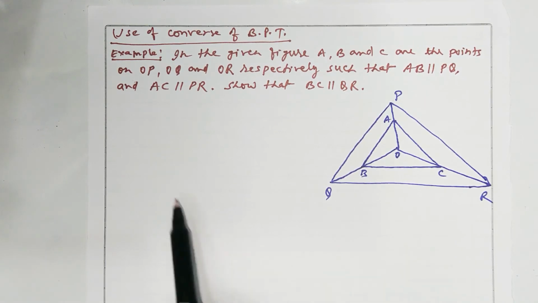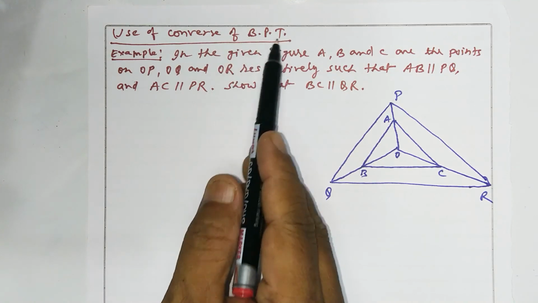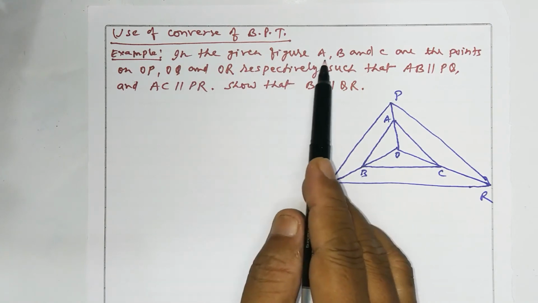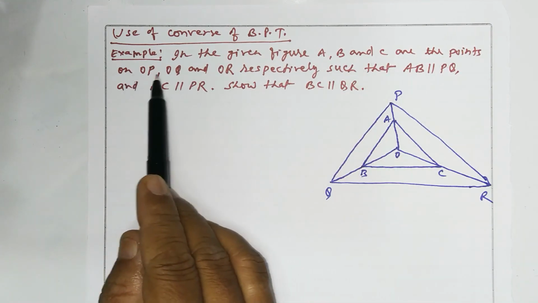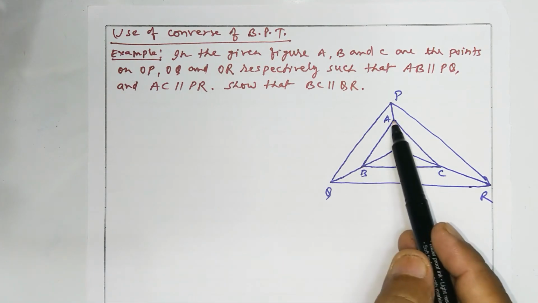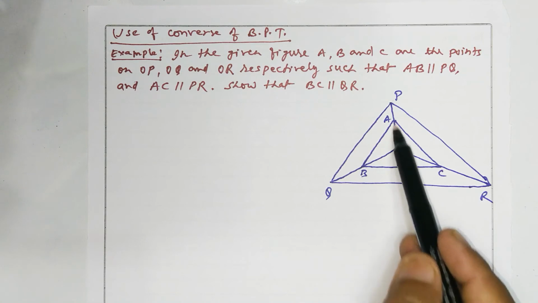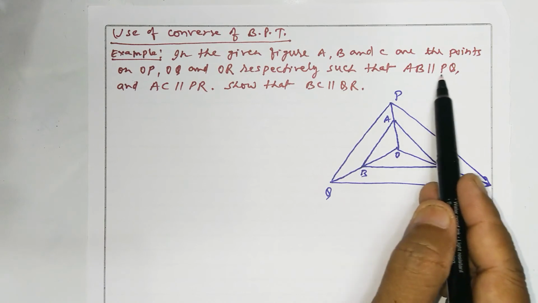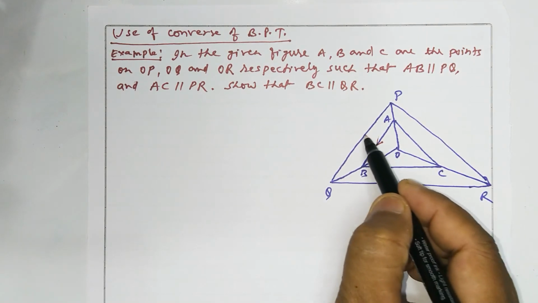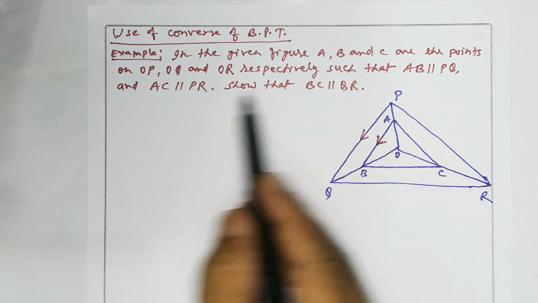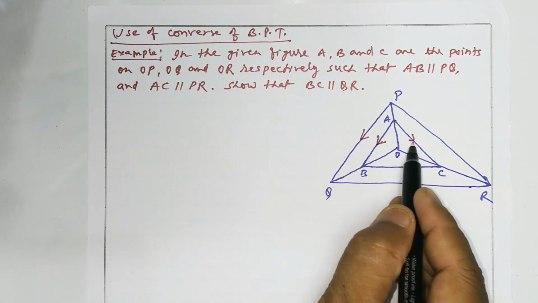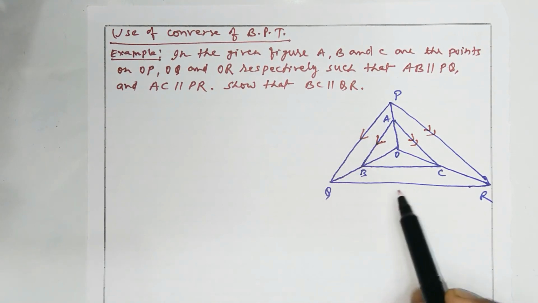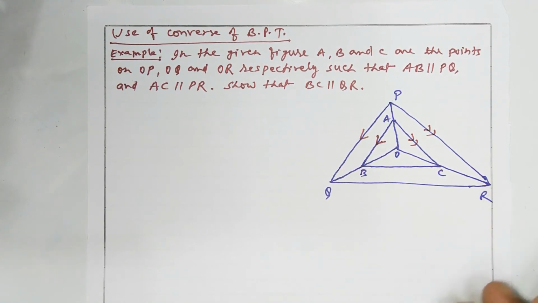Here we are taking an example of the use of the converse of BPT. In the given figure, A, B and C are points on OP, OQ and OR respectively, such that AB is parallel to PQ, and AC is parallel to PR. This is given. You have to prove BC is parallel to QR.